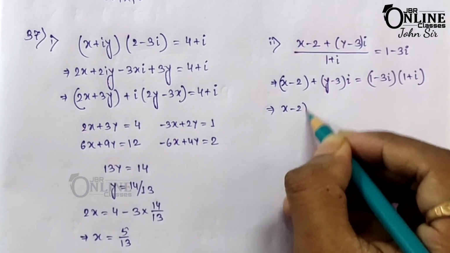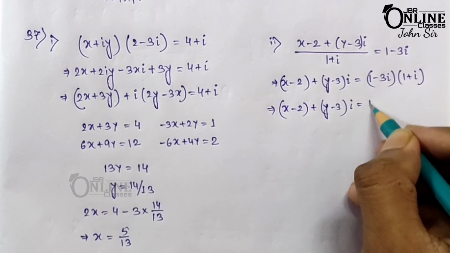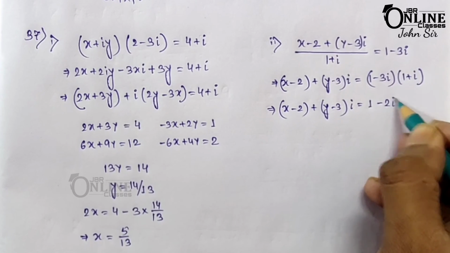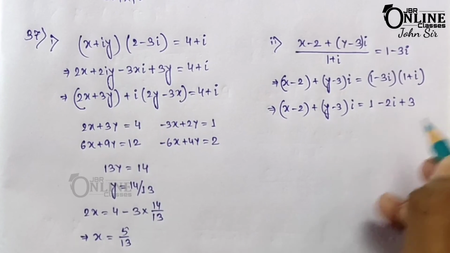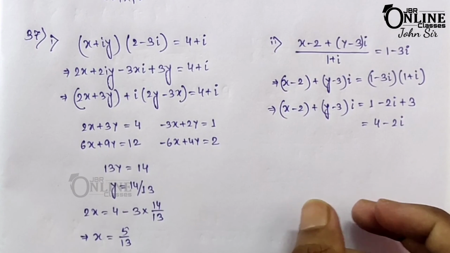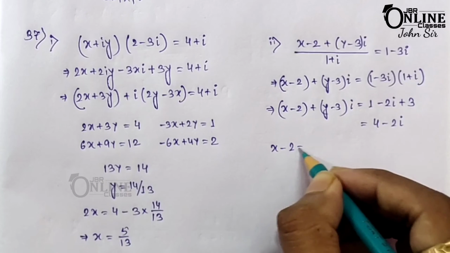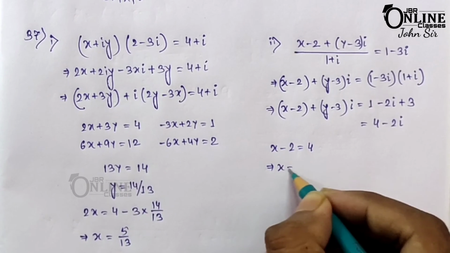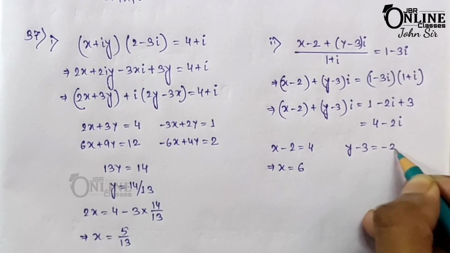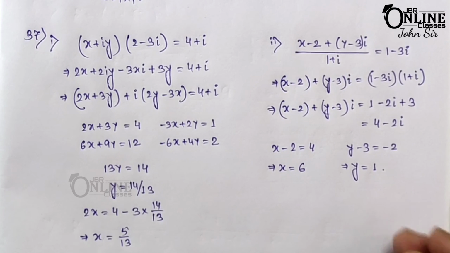Okay, so if you multiply this one, you will get 1, and here minus 3i, here plus i, so it will be minus 2i, and the last one will be plus 3, so that equals 4 minus 2i. Now if you compare it, you will get x minus 2 equals 4, and from that x equals 6, and next y minus 3 equals minus 2, so y equals 1 as your answer.